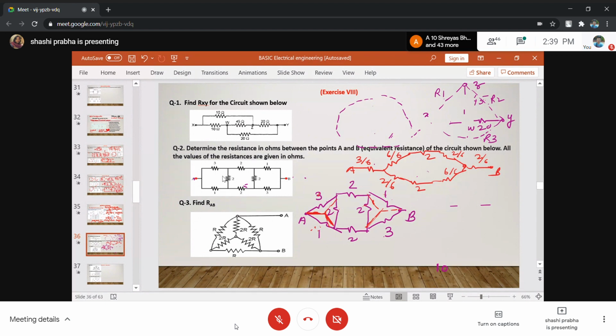Yes, we can take this and this in series, this and this in series, then this combination and this combination in parallel, then this entire combination and 2 by 6 coming in series. That is the resistance between A and B. Okay. So let's see the next one.